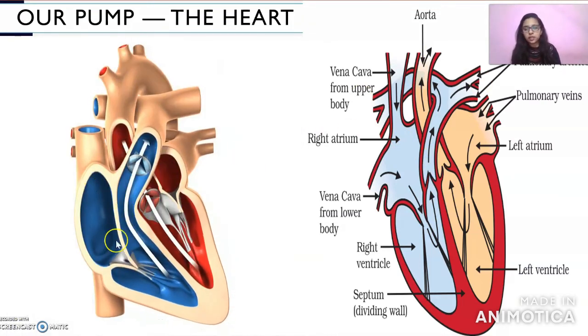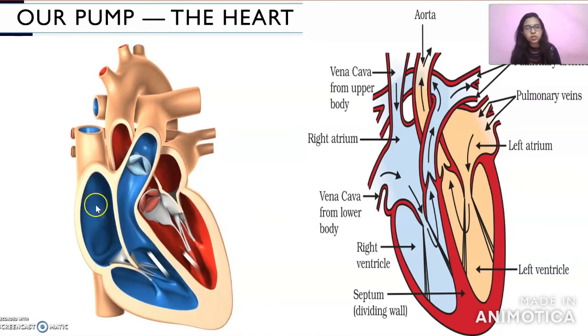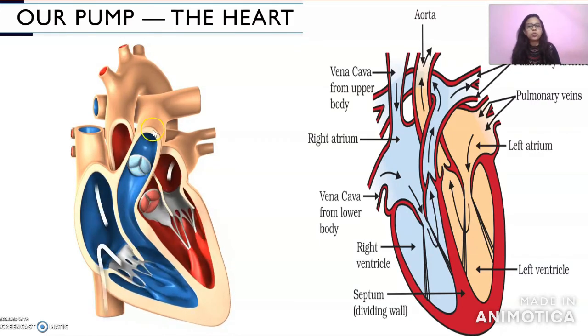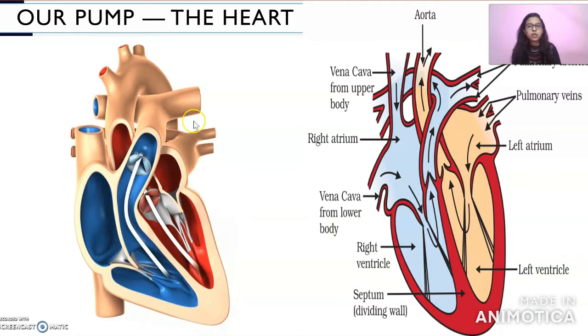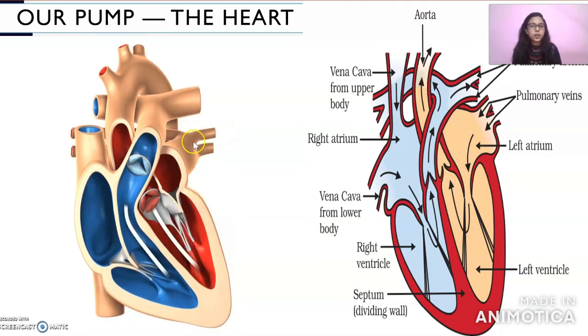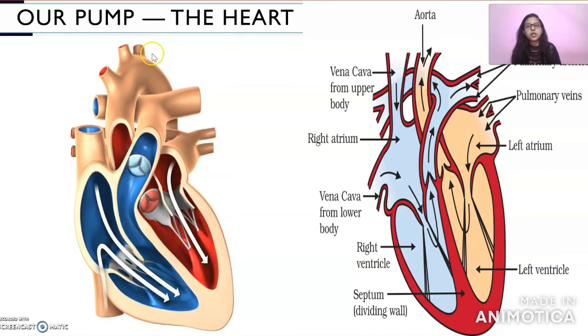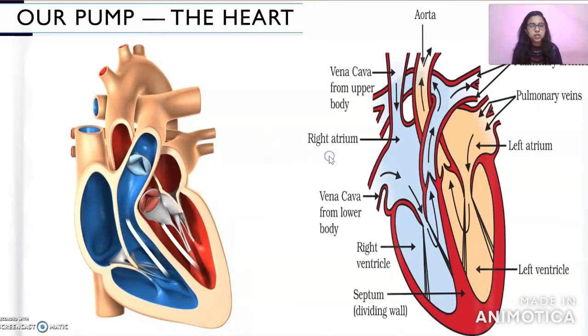You can see that here blue colored deoxygenated blood enters into the right atrium, then to the right ventricle, and then it goes to the lungs with the help of pulmonary arteries. Then pulmonary veins are bringing oxygenated blood from the lungs to the heart, and then it is entering into the left ventricle, and then the aorta is supplying oxygenated blood to all the body parts. Okay, so is it clear?